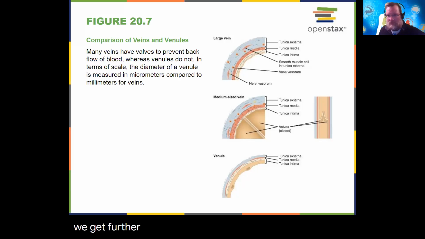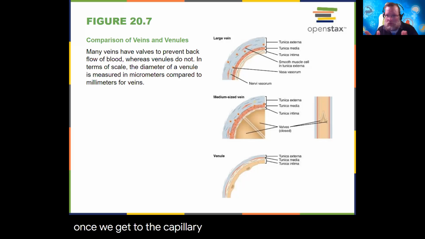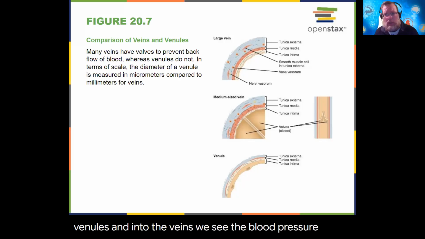As we get further and further from the heart, we're going to see the pressure go down just a little bit, not a whole heck of a lot, but it is going to decrease. And then once we get to the capillary networks and then into the venules and into the veins, we see the blood pressure is extremely low.